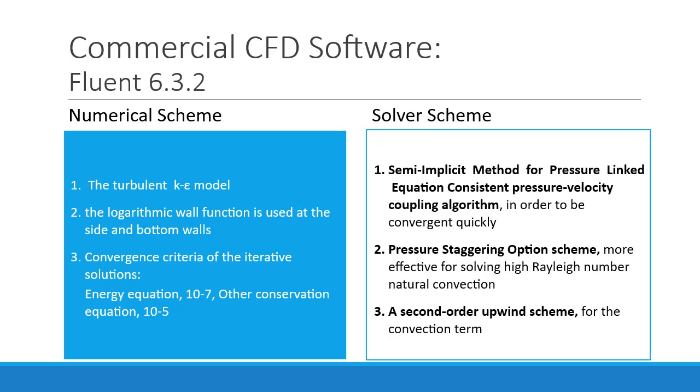Okay, after that, the solver scheme is required to be defined as well. The first one is the SIMPLEC, semi-implicit method for pressure linked equations consistent, as the pressure velocity coupling algorithm in order to converge quickly. I don't really understand that as well. And then the second one is the PRESTO pressure staggering option scheme, more effective for solving high Rayleigh number natural convection. And the last one is a second order upwind scheme for the convection term. Yeah, it's my personal opinion. Of course, it needs further explanation, so maybe in another slide I will insert the explanation.